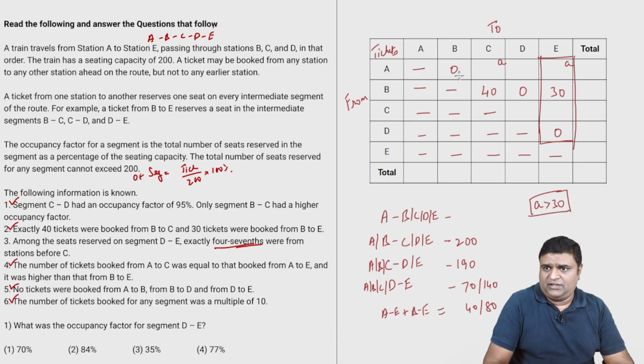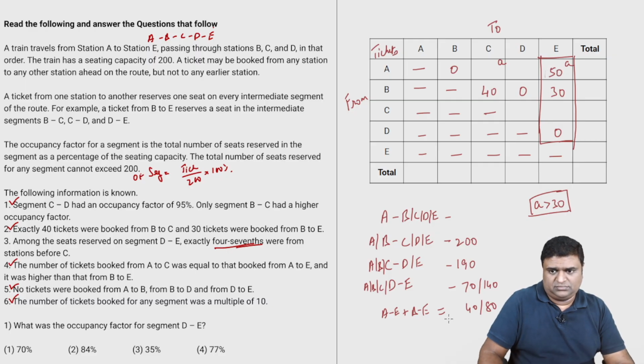If A to E plus B to E is going to be totaling up to 40, then this is going to be 10. If it's going to be totaling up to 80, then this is going to be 50. Now what are we told over here? We are told that A is going to be greater than 30. If A is going to be greater than 30, how is that possible? That's only if this is 50. That's it. Only 50 is possible over here.